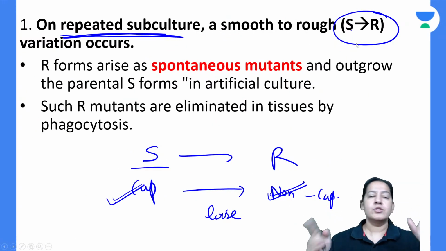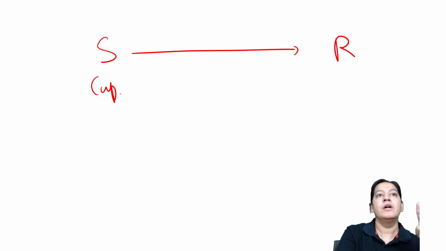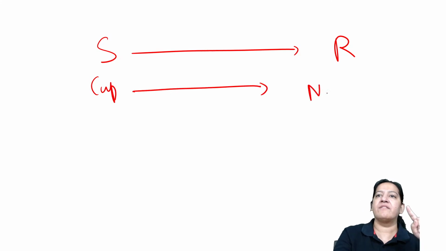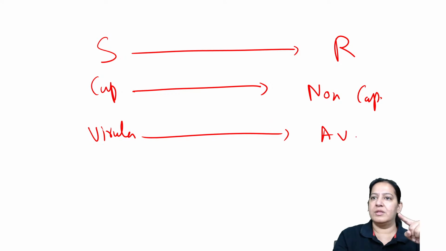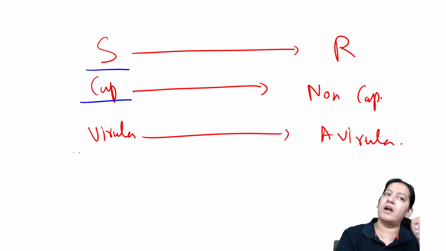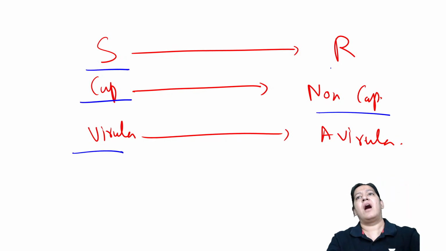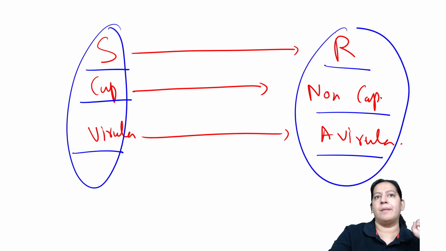You got my point? So we can convert the smooth to rough. Smooth means capsulated. We can convert capsulated to non-capsulated. We can convert capsulated, meaning virulent, to avirulent. The meaning of all of them is the same, because we have learned the capsulated ones are the smooth ones, the virulent ones, and the non-capsulated ones are the rough ones, the avirulent ones. We can do this conversion by doing one thing.